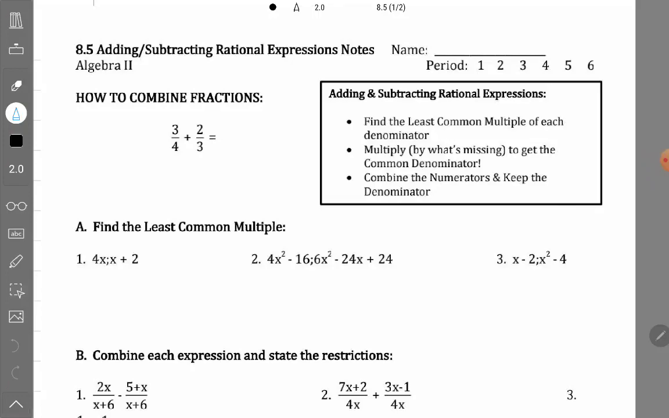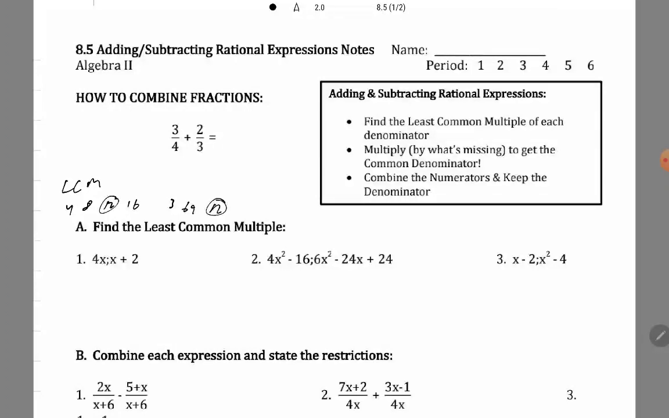So, back in the day, hopefully you learned how to do this. Here's a fraction, 3/4 plus 2/3. We looked for the lowest common multiple. We looked at multiples of 4: 4, 8, 12, 16. And then we looked at multiples of 3: 3, 6, 9, 12. And we found out the lowest common multiple was 12. So we set up new fractions.